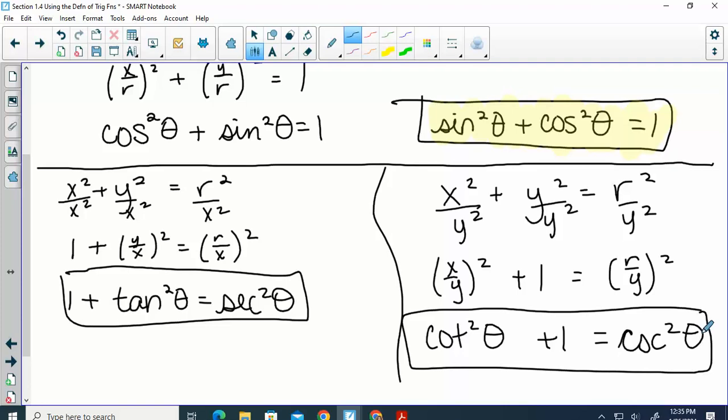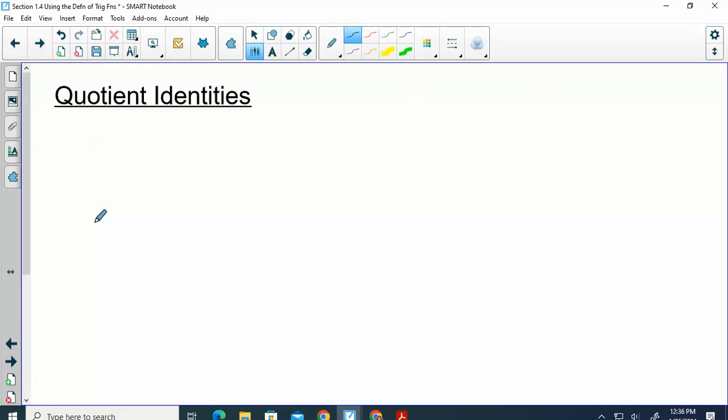Okay. Second thing, I need everybody to make sure you're paying attention to me right now. Quotient identities. These are going to be extremely important. We will use them a lot. So we already know the reciprocals. If we have sine, that gives us cosecant. If we have cosine, we get secant. If we have tangent, we get cotangent because they are reciprocals. There's another relationship if we talk about quotients.